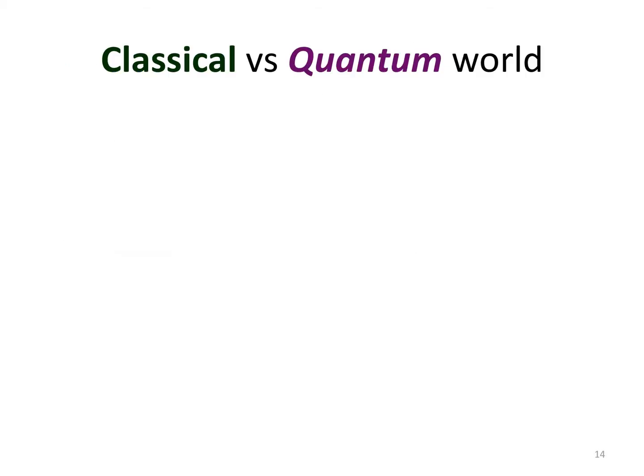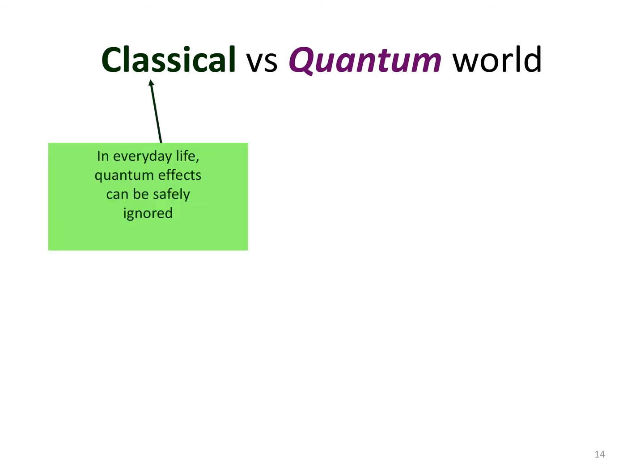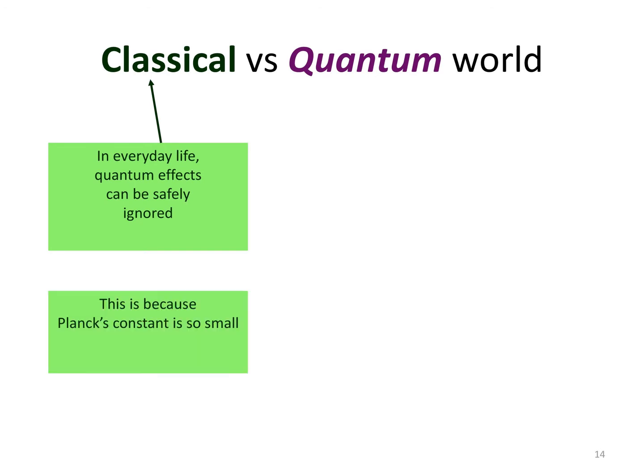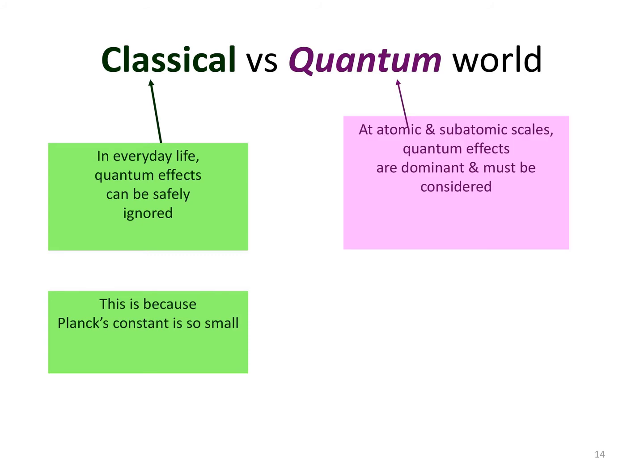So looking at classical versus the quantum world, in classical mechanics, we can say that in everyday life, quantum effects you can ignore them. They're not impacting what you in this three-dimensional world of ours actually see and feel. That's because Planck's constant is so extremely small.